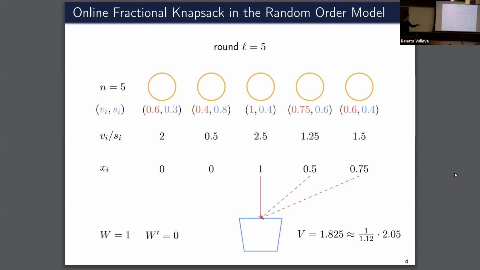1.825. This is just a 1.12 factor away from the optimum. In this instance, we say that this is a 1.12 competitive algorithm. In general, this is too good to hope for. We'll not get that constant.